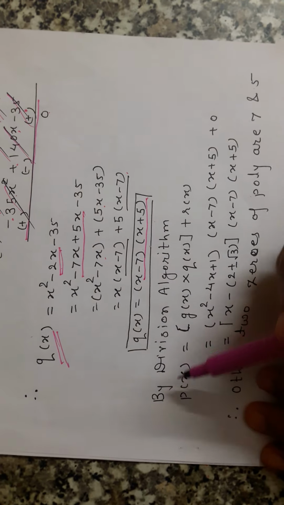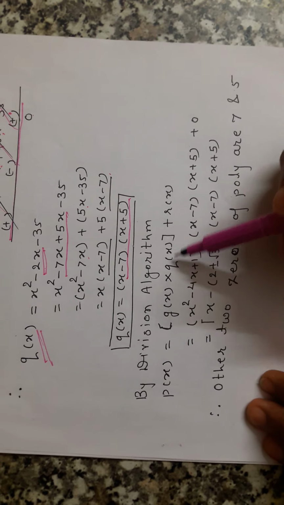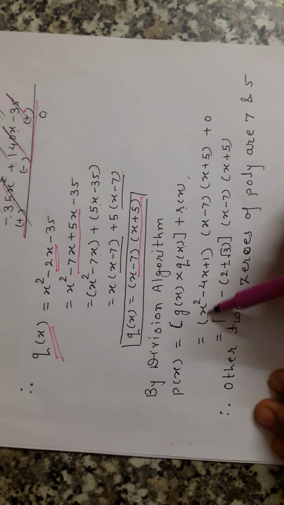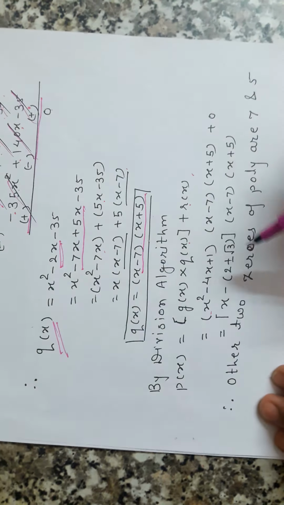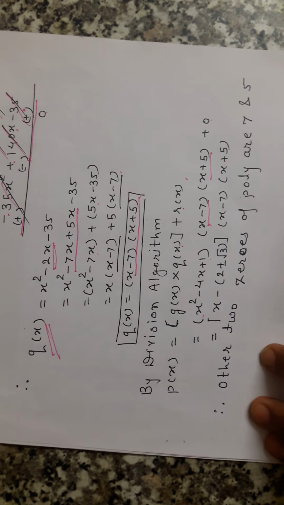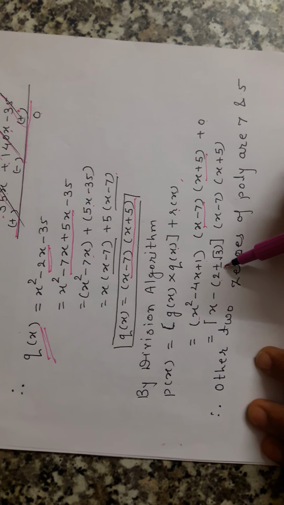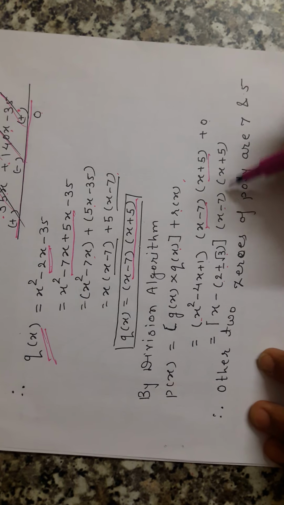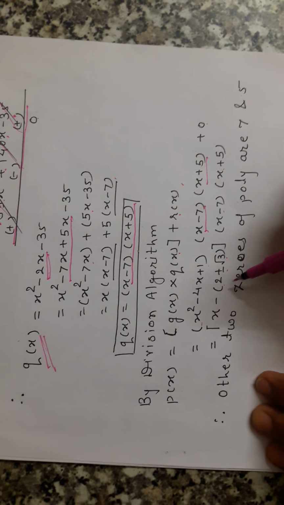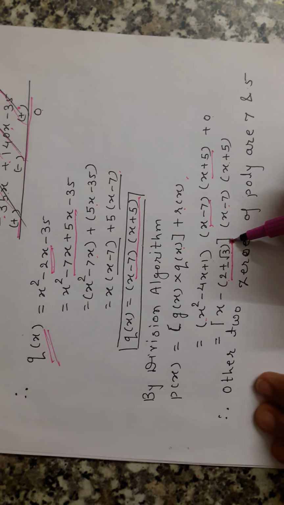Now we know very well, by the division algorithm we write p of x is equal to g of x into q of x plus r of x. g of x is x square minus 4x plus 1, then x minus 7, x plus 5, and the remainder is 0. These factors, x minus 2 plus minus root 3, and x minus 7, x plus 5. Already these are the two zeros of the polynomial.